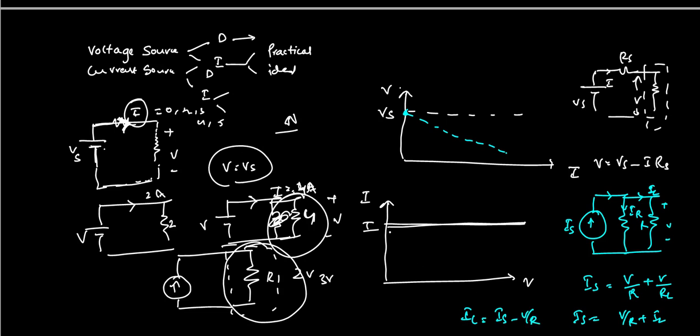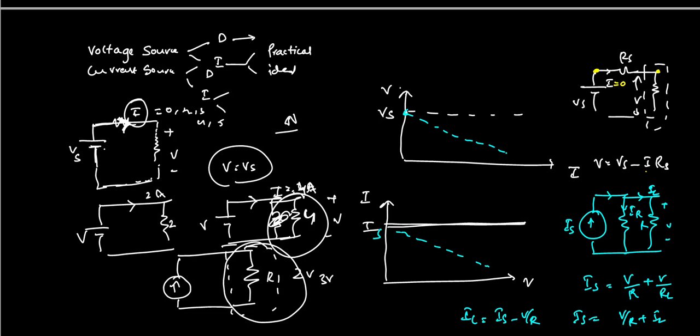So from Is some drop is reducing the current. This will be the practical current source. Carefully observe here. Suppose I equals 0. Then whatever the voltage is here, that will be the voltage here.